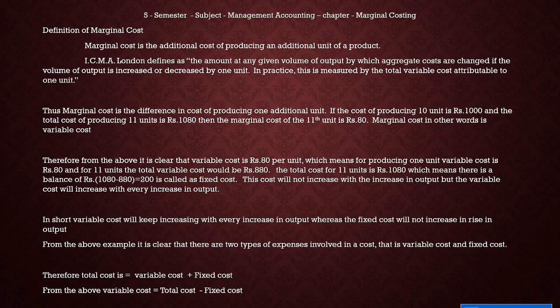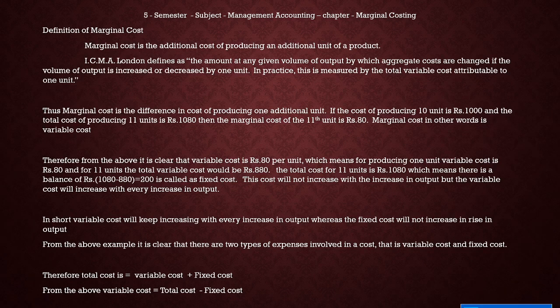Now, I'm going to handle the 5th semester subject named Management Accounting, Chapter Marginal Costing. Let's see the definition of marginal cost. Marginal cost is the additional cost of producing an additional unit of a product. So that is a simple definition.